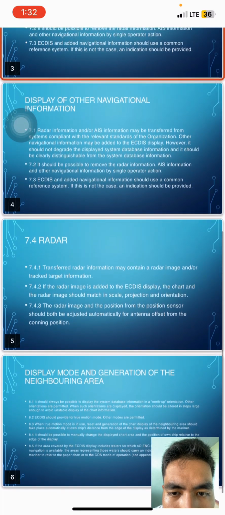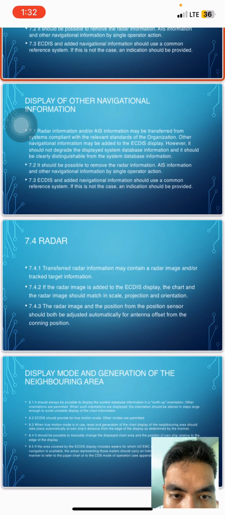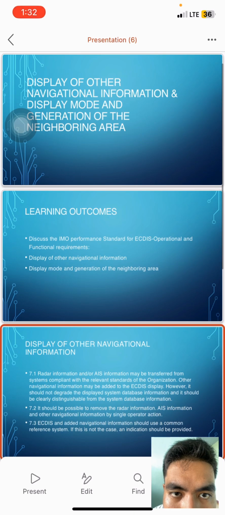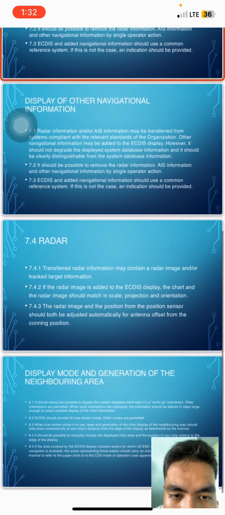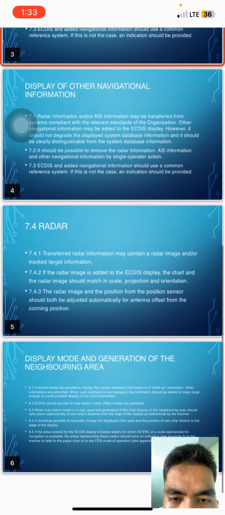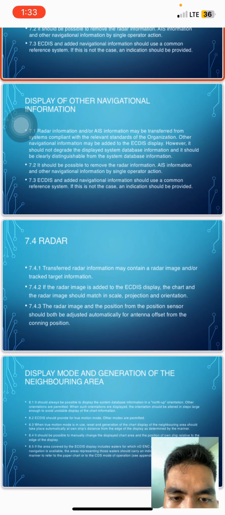Next, the required navigational information and display mode is radar. Radar transferred information may contain a radar image and/or tracked target information. If the radar image is added to the ECDIS display, the chart and the radar image should match in scale, projection, and orientation.